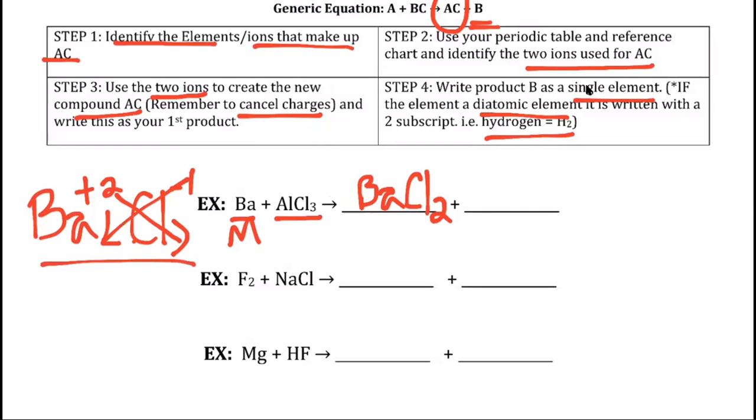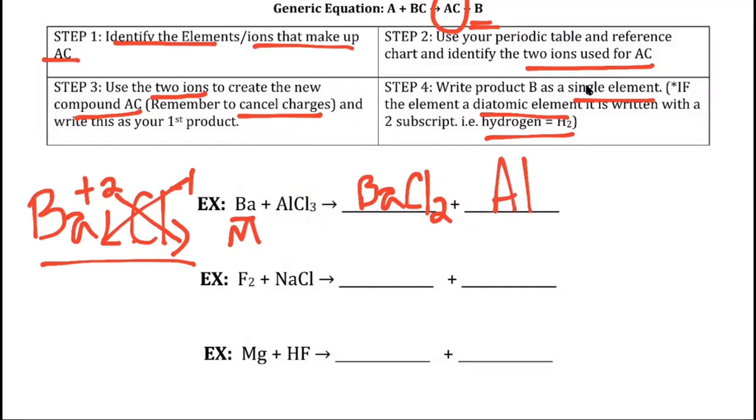Then step 4, the last thing, is the other element, which in this one is the aluminum. It's written as a single element. So now it's just Al by itself. It's all sad. It's now single and lonely. And aluminum is a metal, and our diatomic elements are all nonmetals, so I don't need to worry about giving it a 2 subscript. So that's it. I'm done predicting.